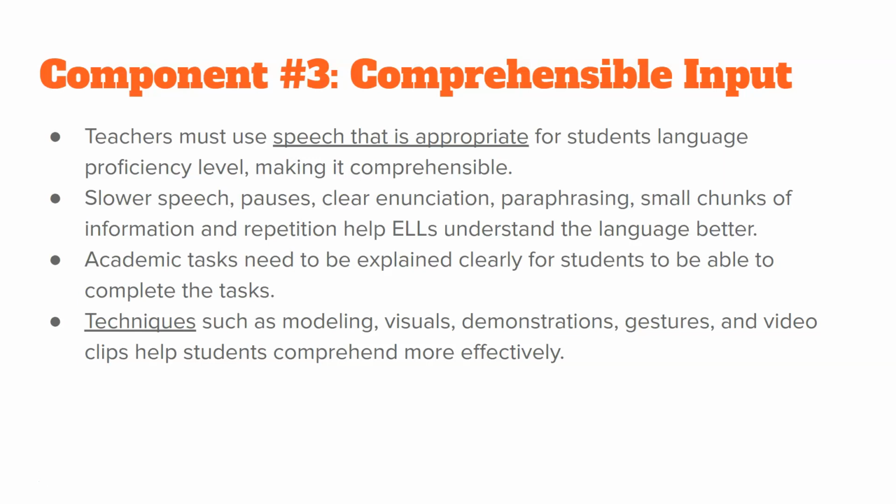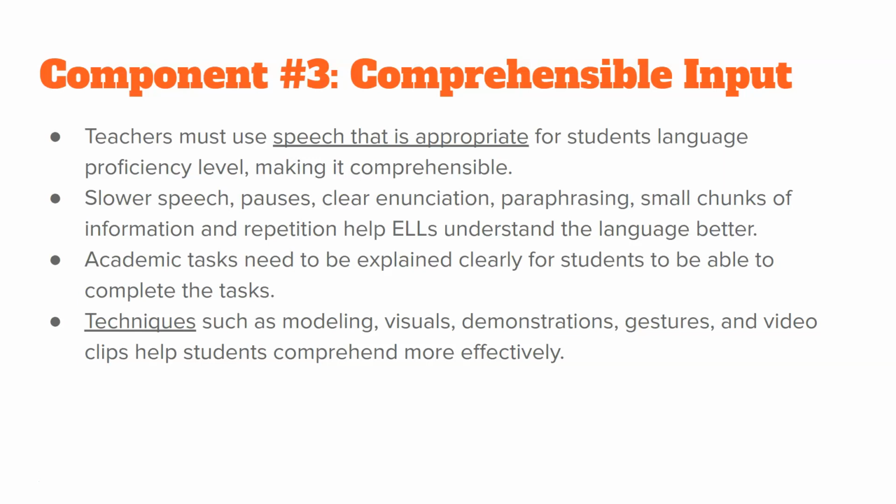You would maybe want to start off with giving them a 1-step direction, and you would probably want to use a gesture that's making it comprehensible. They're able to understand. You also, with lower proficiency level students, you want to have slower speech. You want to enunciate clearly so they can actually hear how to use the sounds in the language. You would want to paraphrase.